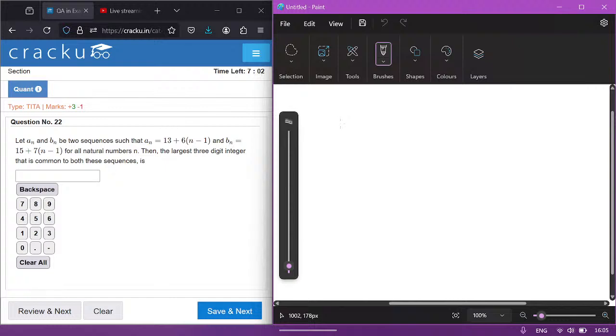The largest three-digit number common to both of these sequences. So we have two sequences. Can I solve this?